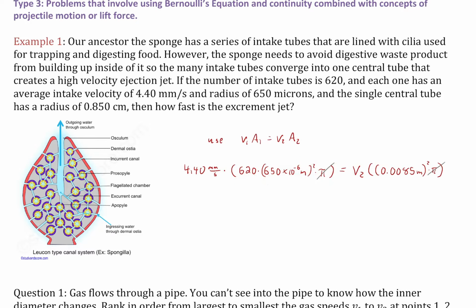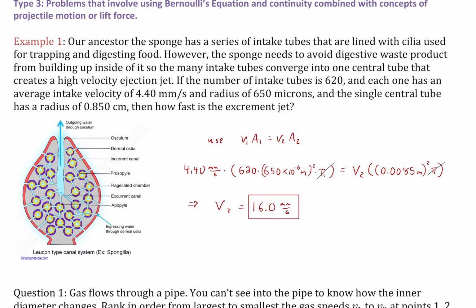Okay? And then that's going to be equal to the excrement jet velocity times the cross-sectional area, again using the equation of a circle, pi r squared. All right? And here we have r written in meters with the 8.5 millimeters, squaring it, multiplying by pi. Okay? Pi cancels right away. And then we can go ahead and solve for V2. And when we solve for V2, we get 16 millimeters per second.